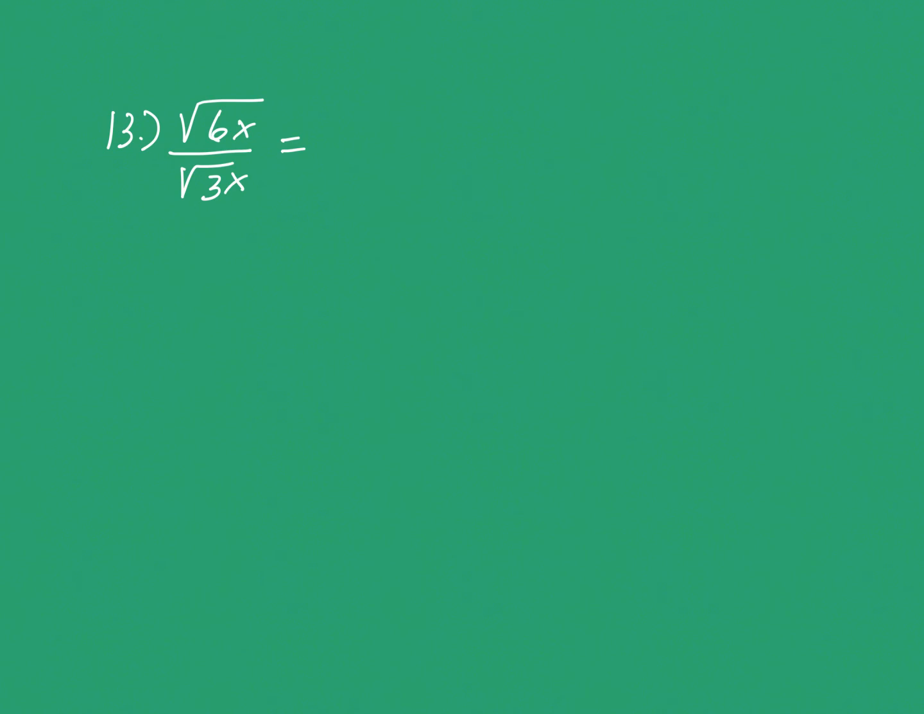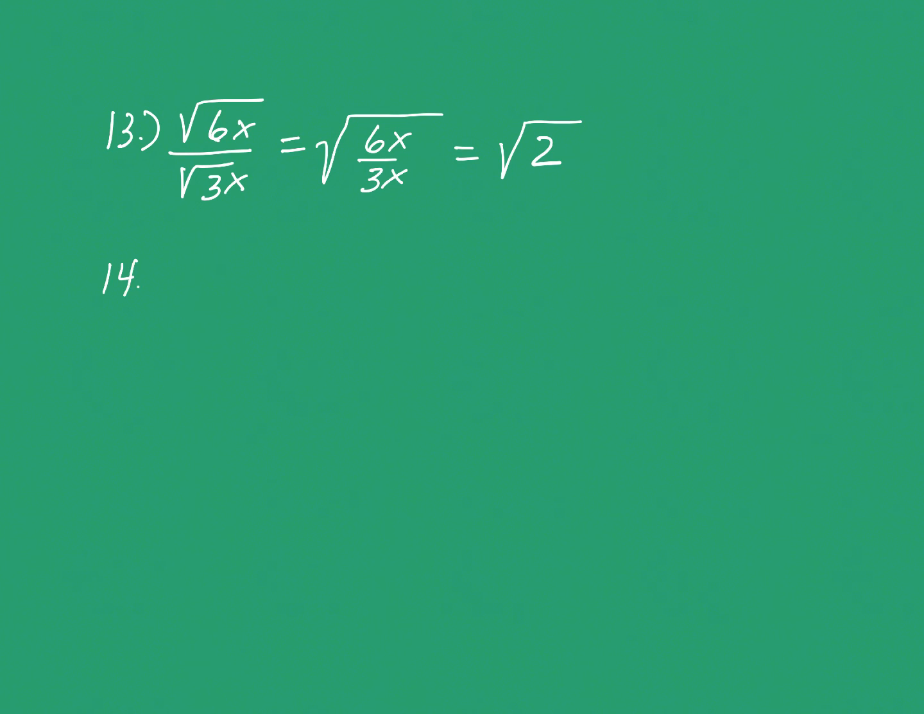Number 13, we have the same index, so we can say the following. 6x divided by 3x, and we notice it's going to be the square root of 2. And since 2 isn't a perfect square, we're going to leave it as the square root of 2.